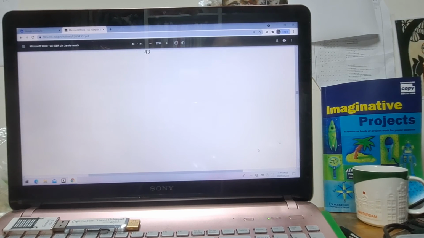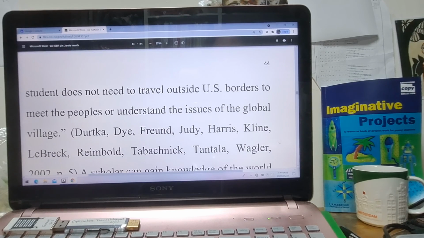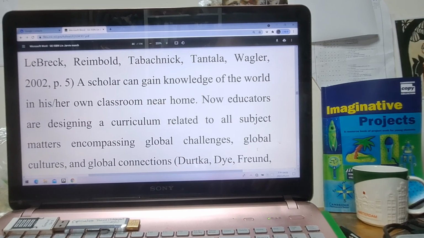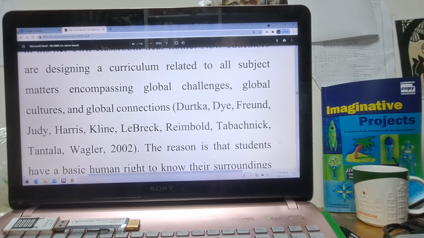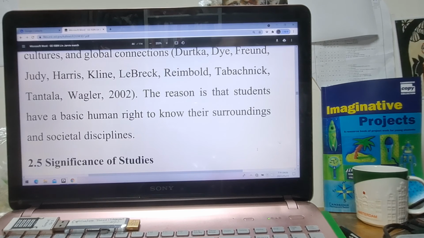Based on the theory of globalization, educators and students do not need to travel outside of U.S. borders to meet all the people or understand the issues of the global village. A scholar can gain knowledge of the world in his or her own classroom near home. Now educators are designing a curriculum related to all subject matters, encompassing global challenges, global cultures, and global connections. The reason is that students have basic human rights to know their surroundings and the societal disciplines.